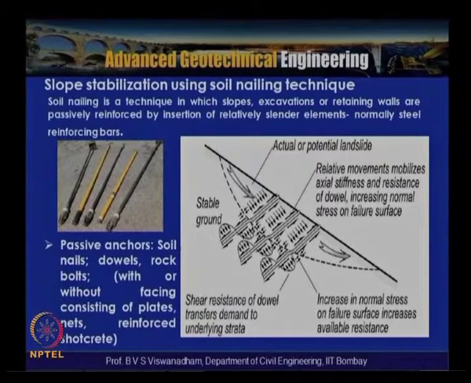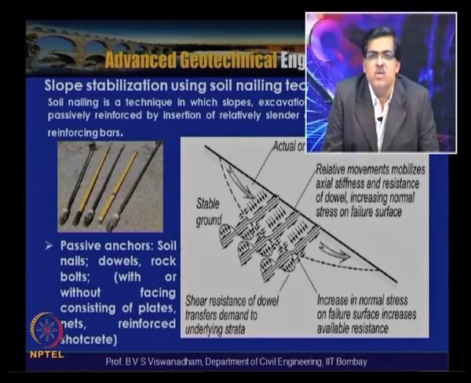These slender elements are normally steel reinforcement bars, and they are passive anchors in which these nails are not pre-stressed. They are called soil nails, and dowels and rock bolts. And this technique is also used in a light way in stabilizing rock slopes.